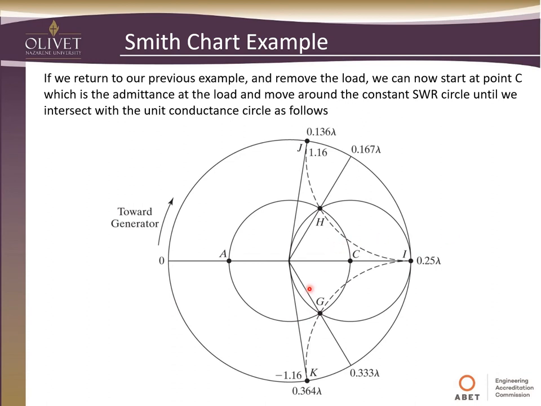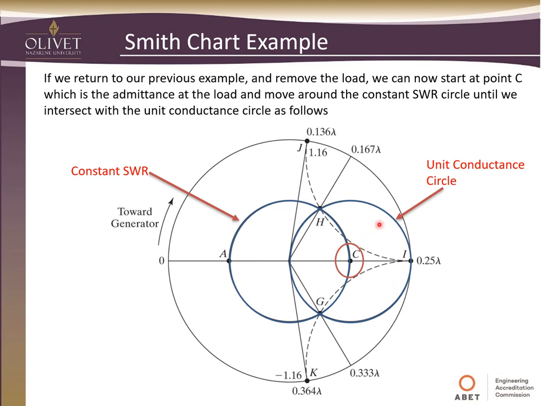So if we return to our previous example and we remove the JB load that we had before, we can now start at point C, which is the admittance at the load, and move along the constant VSWR circle until we intersect the unit circle. Remember, this is the unit circle here. So we're starting with C and we're trying to get on this circle here. So again, starting at C, this is what our standing wave ratio is now. It's not 1. We've got to get to the center to get to 1. This is our unit conductance circle. So we want to get on this circle first and then we'll swing around on it.